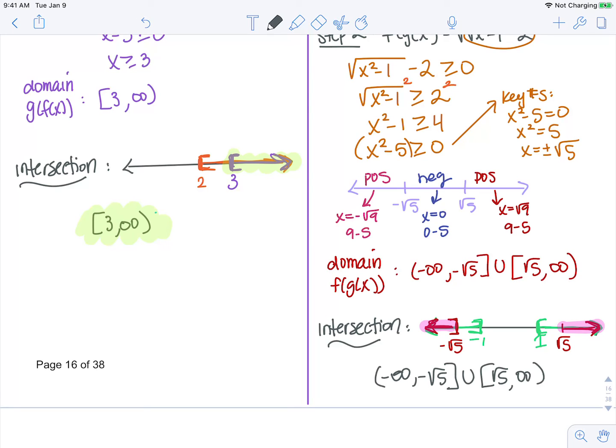So do not assume that it will always be the domain of the composite function. It is not true that it'll always be the domain of the composite function. We'll see more examples, but we always look for the intersection.